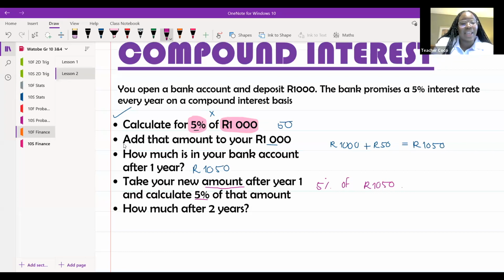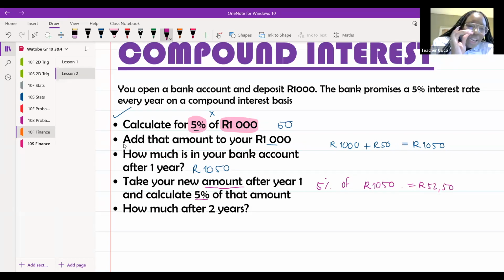Punch it into your calculator, guys. 5% times 1050. That's it, Mawande, correct. Now you've got 52 Rand and 50 cents. So this actually gives me 52 Rand and 50 cents.